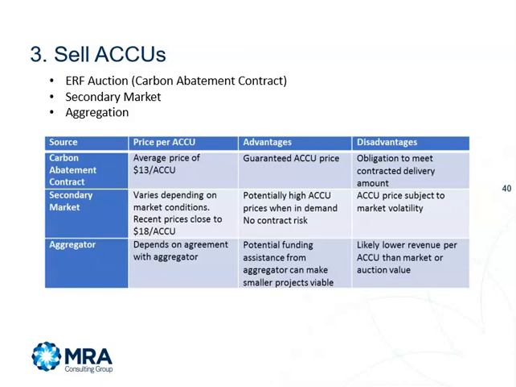If you choose not to get a CAC, you can sell ACCUs generated from your project on the secondary market. You may be able to take advantage of potentially high ACCU prices without contract risk. But the other side of the coin is that ACCU prices on the secondary market are subject to market volatility.